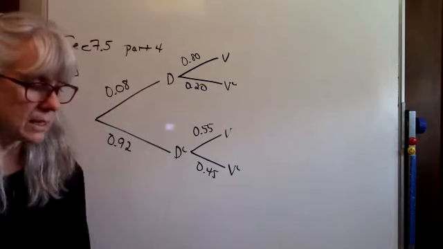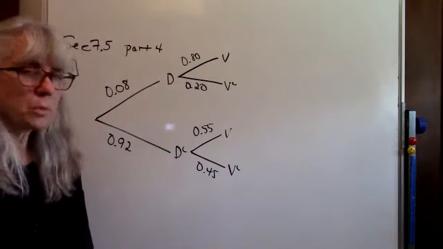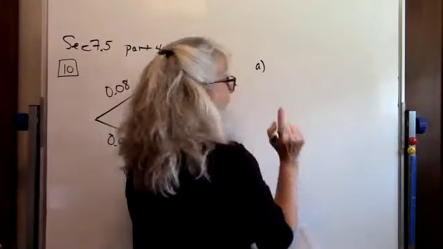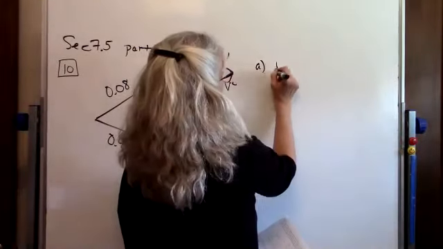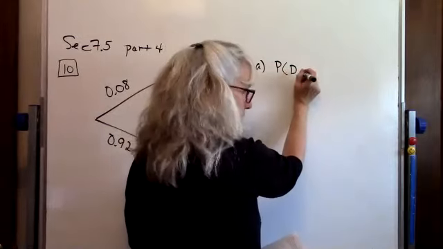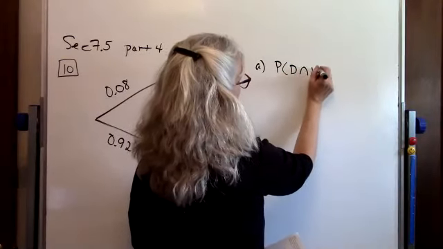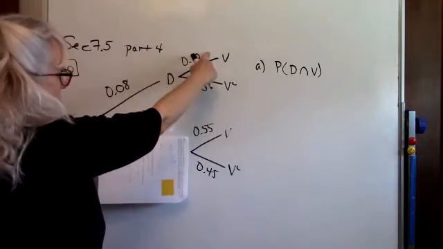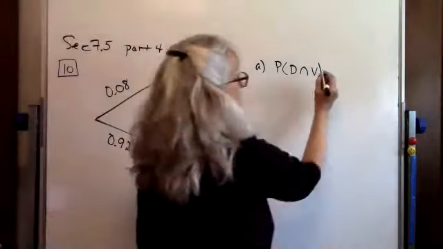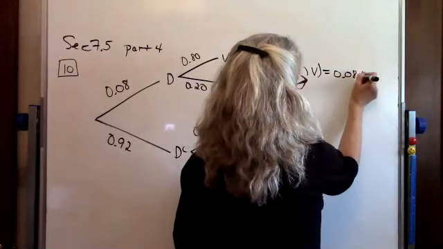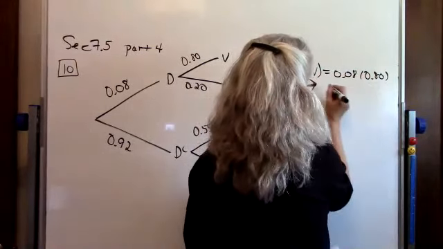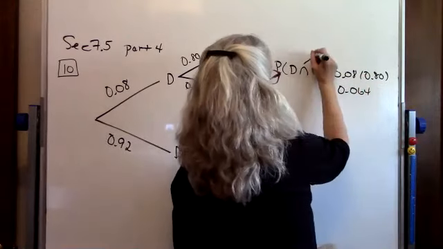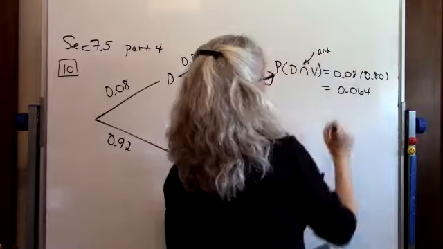So again, the question's asking us, find the probability that an eligible voter selected at random, A, had a college degree and voted. So the probability that they had a degree, and because it says and, I know I'm looking for the intersection, voted. So degree, voted. We're just going to multiply these two together. So that would be 0.08 times 0.8, which gives us 0.064. And again, this is that and as the intersection.